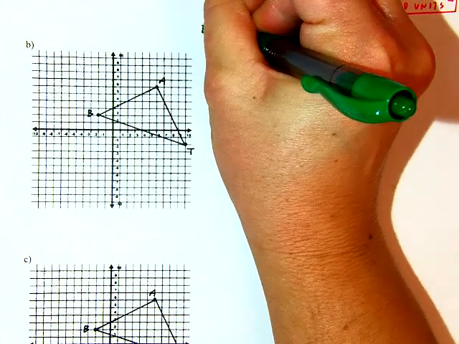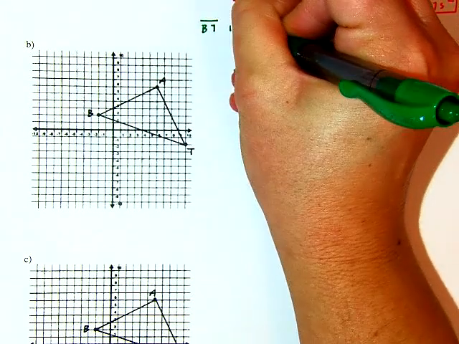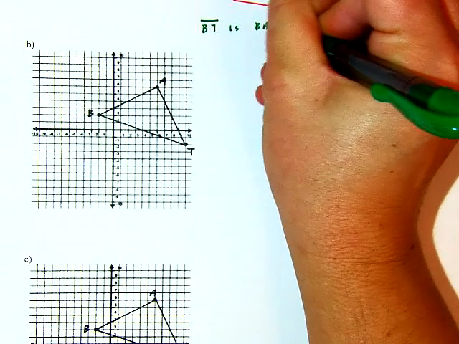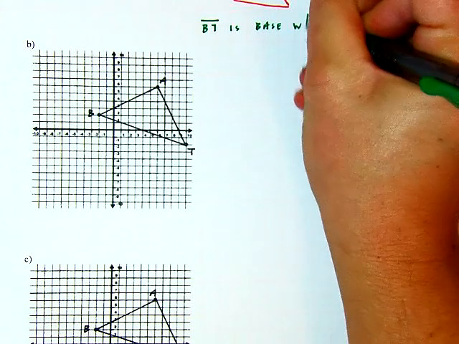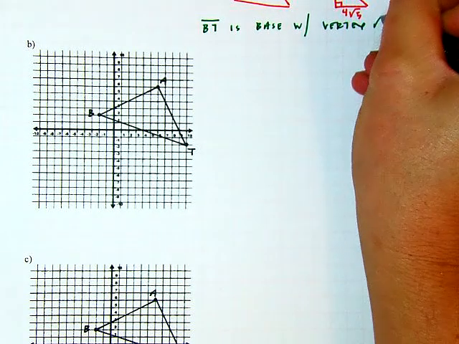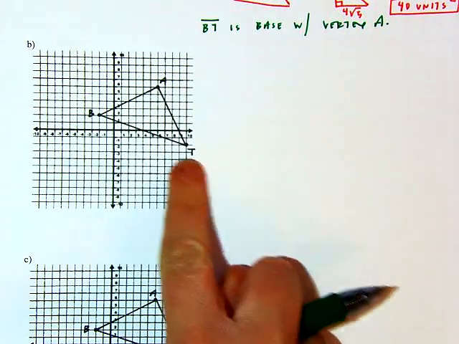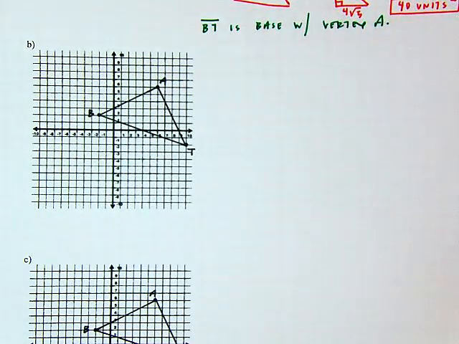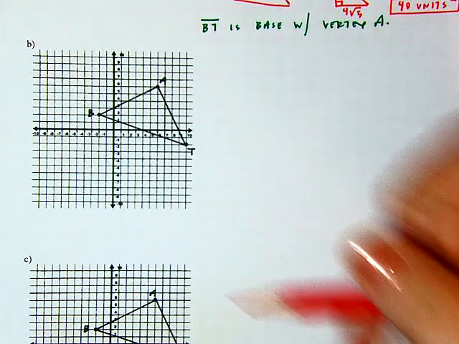So BT, segment BT, is the base with vertex A. So here's my base and here's my vertex. So let me just shade my base in red.